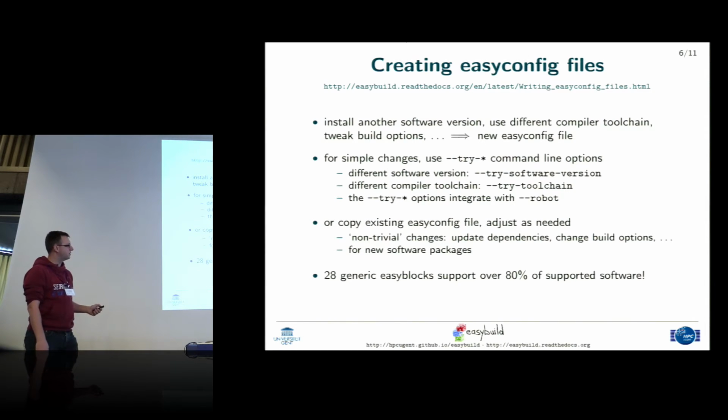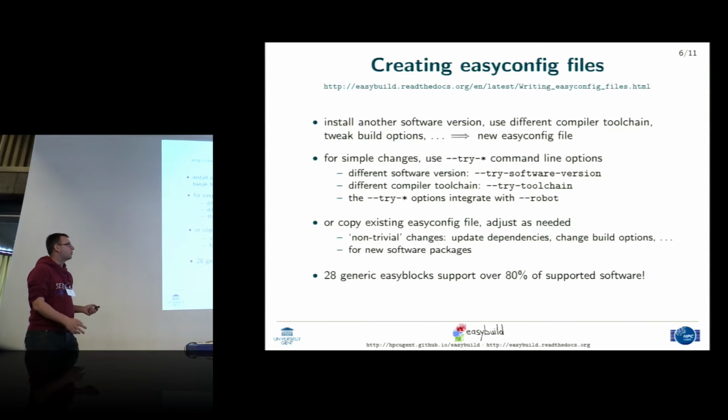The nice thing about the try options is that they work well with the dependency resolution. So say you want to install WRF with a new toolchain, but the dependencies are not there yet with the corresponding toolchain. EasyBuild will know that it needs to install the dependencies first with that toolchain and then get back to WRF. This was tricky to implement, but now it's there and it's really, really useful. A lot of people are relying on this.